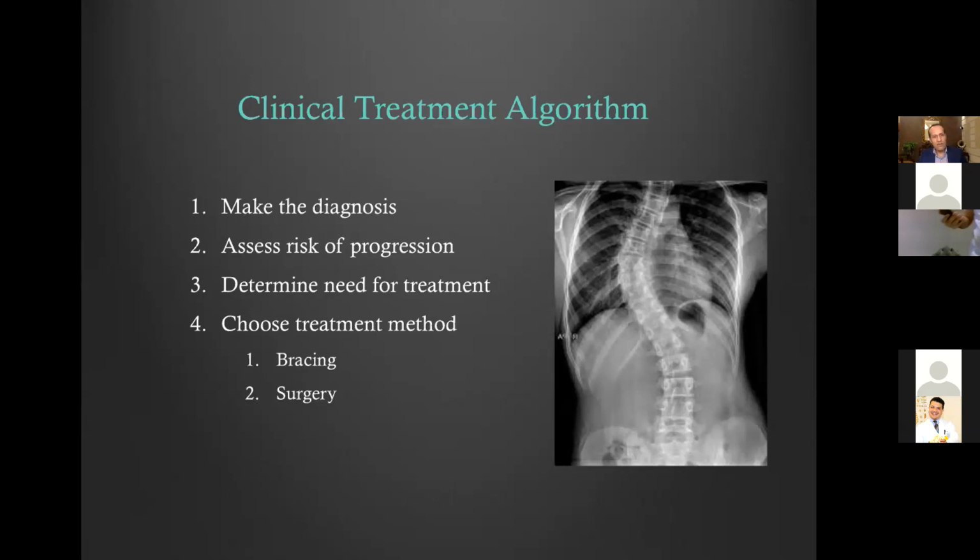So the first step, we make the diagnosis. The second step, we assess the risk of progression, and there are many ways to assess the progression of the curve, but we will just use two types of it. And then we determine the need of treatment, whether the patient needs observation or something more than this. And after that, we choose the type of the treatment, which is usually conservative, bracing, or surgery.